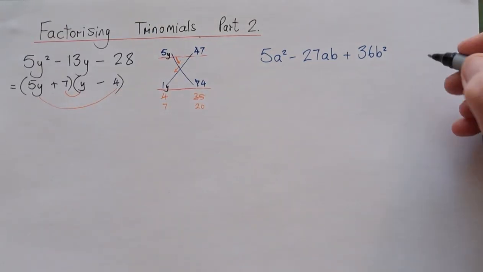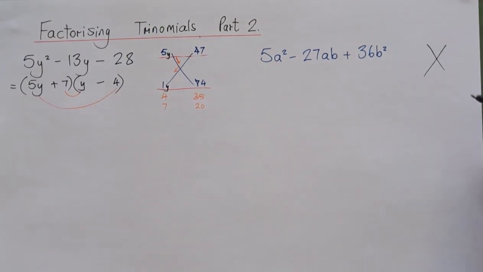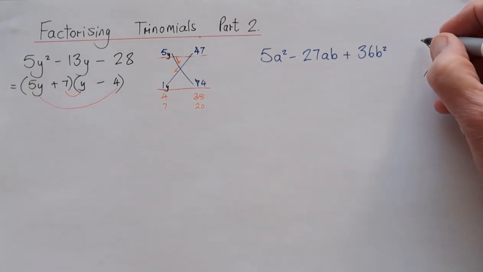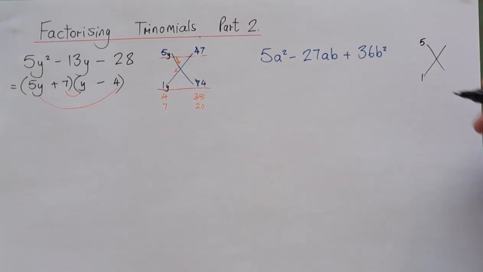First, we're going to worry about the numbers. So once again, 5 is prime, so we've only got 5 times 1. 36, we've got a lot of combinations. So let's think of what we could do for 36.